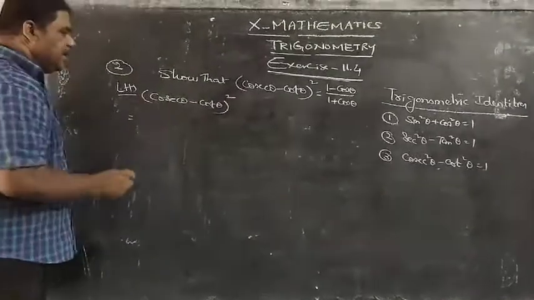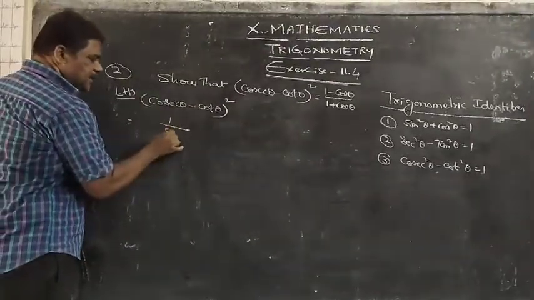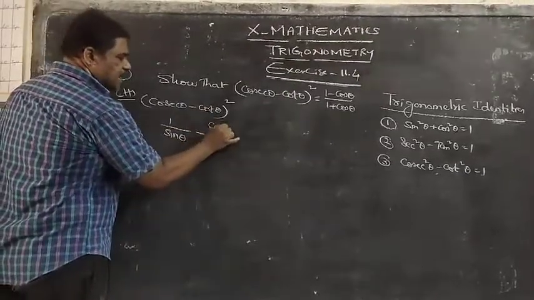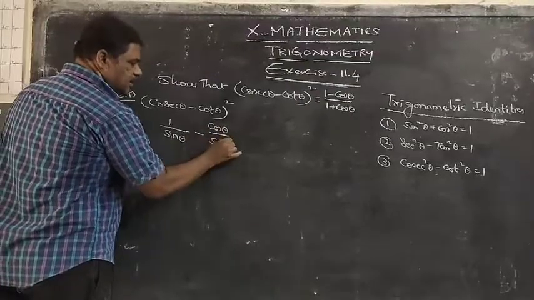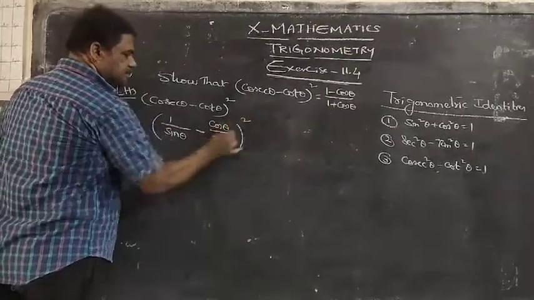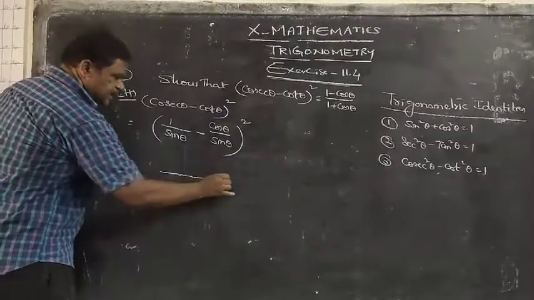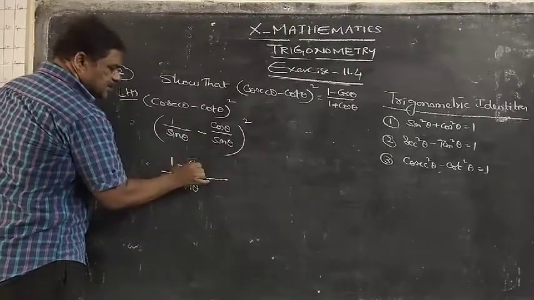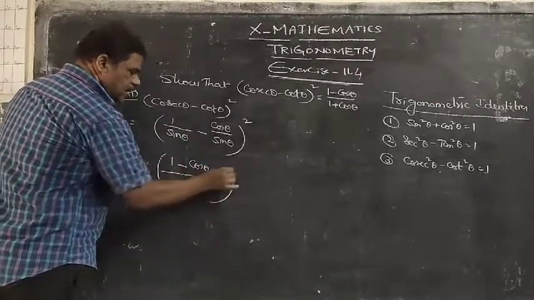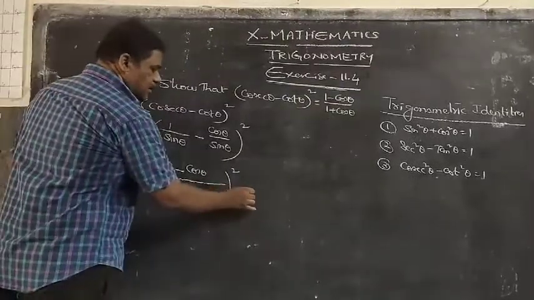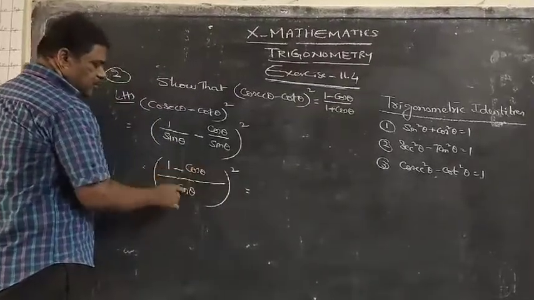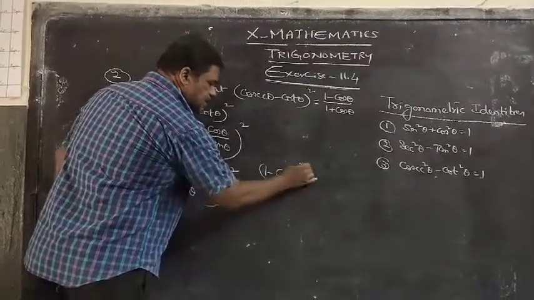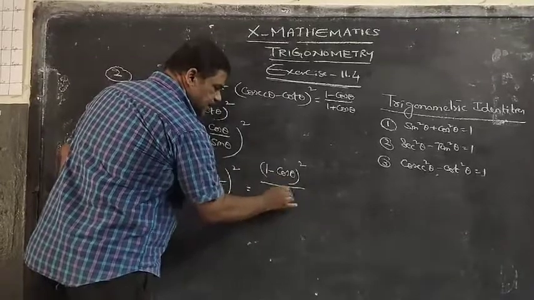Now cosecant theta can be written as reciprocal of sin theta, so we can write 1 by sin theta. Cot theta can be written as cos theta by sin theta. Inside, LCM is sin theta, so you get 1 minus cos theta whole square. Now this square is for both numerator and denominator. Let us write the square separately. So 1 minus cos theta whole square by sin square theta.